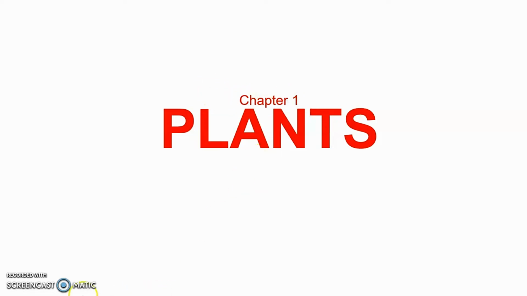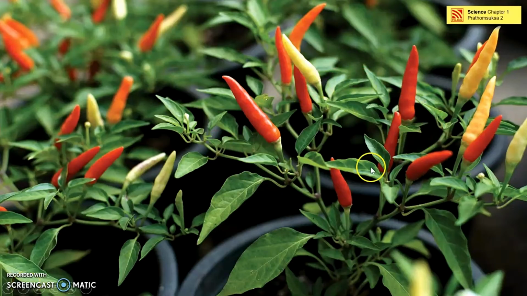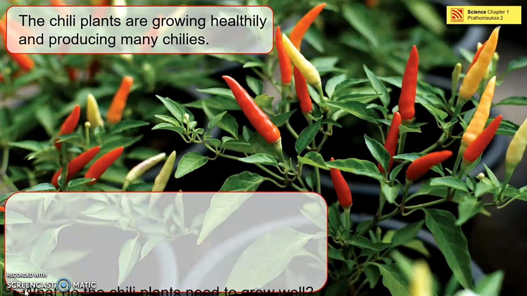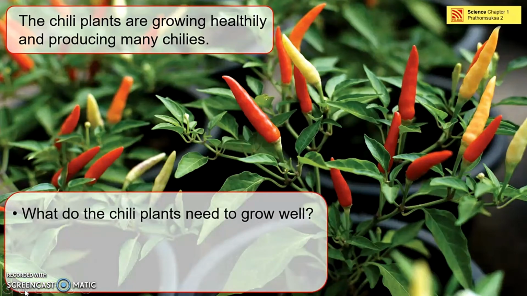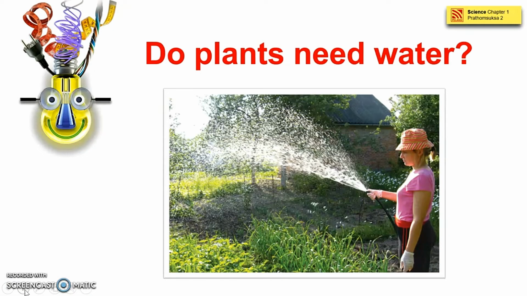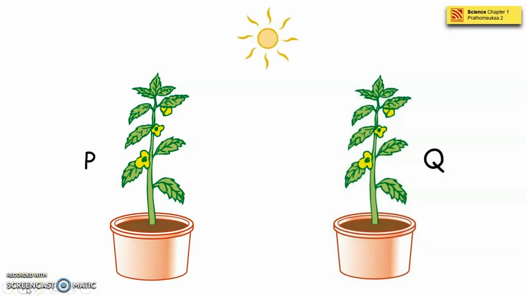So chapter 1, plants. Look at the chili plant. Chili plants are growing healthy and producing many chilies. Why? Because what do plants need to grow well? They need what? Water. Of course, they need water. They need sunlight.